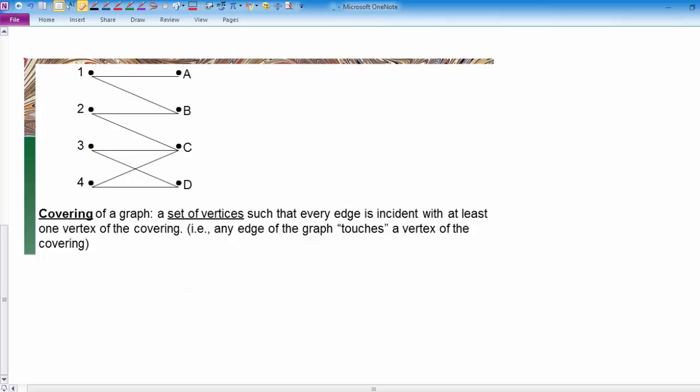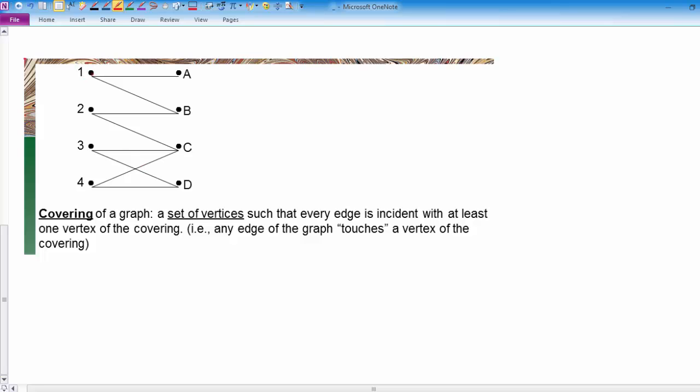And that's going to be the purpose of using this definition. And we'll see how that's related to matching. Now, when we look at the word covering, we can think of a covering as covering all the edges. So we want to select vertices in such a way that each edge of the graph touches one of the vertices of that covering.